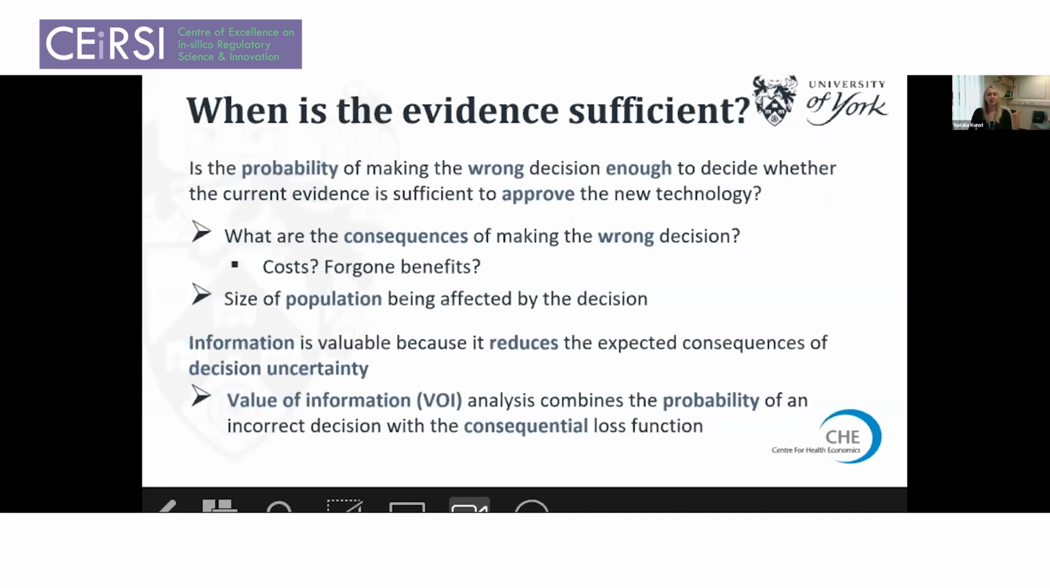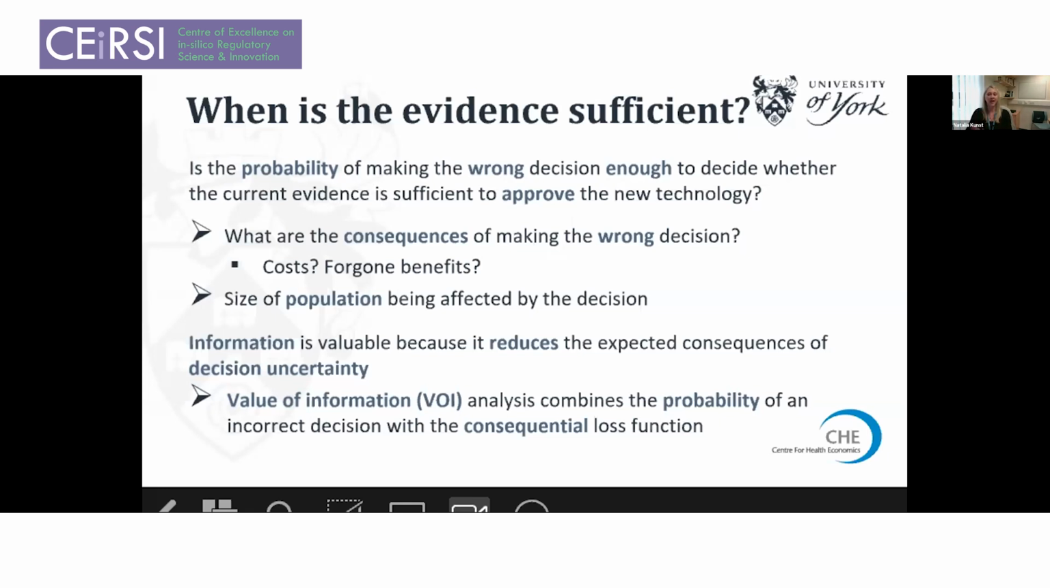So, as I have previously mentioned, there is always a probability that the decision we are about to make will turn out to be wrong. And as we have just discussed, there are methods to account for evidential and structural uncertainty and to assess this probability of making the wrong decision. However, the question is whether knowing this probability is enough to decide whether the current evidence is sufficient to approve the new medical intervention. So the probability of making the wrong decision is not enough to inform approval decisions.